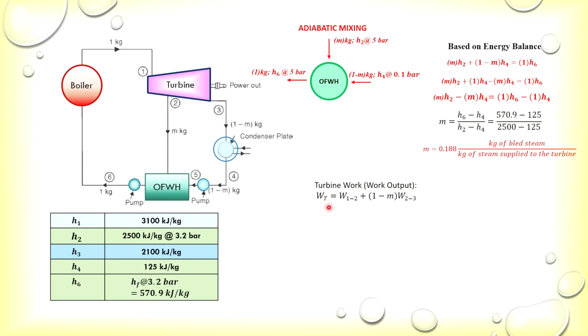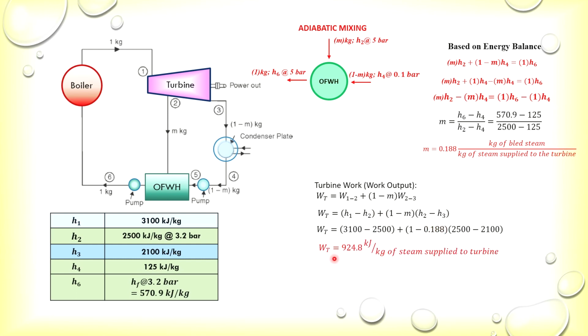Okay, so we have the turbine work, or the work output, as work from 1 to 2, which you multiply by 1 kg, and then 1 minus m, that is the mass, multiplied by the work from 2 to 3. So the amount of turbine work is the enthalpy of H1 minus H2, then H2 minus H3. So what we need to do is just substitute all the enthalpies here and the mass of bled steam here. So we will be able to find the turbine work as 924.8 kilojoules per kg of steam that is supplied to the turbine.